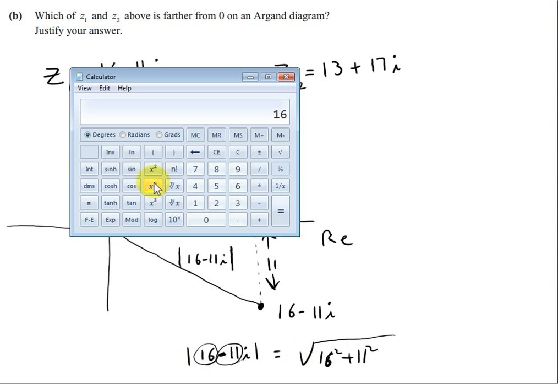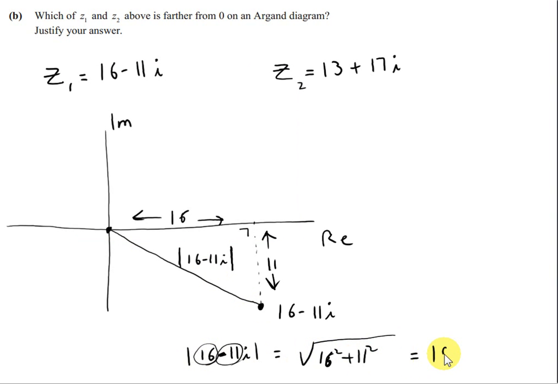So we have 16 squared plus 11 squared. And we want to get the square root of this number, put this to the power of 0.5. So we get 19.4 for the distance of 16 minus 11i to the origin.